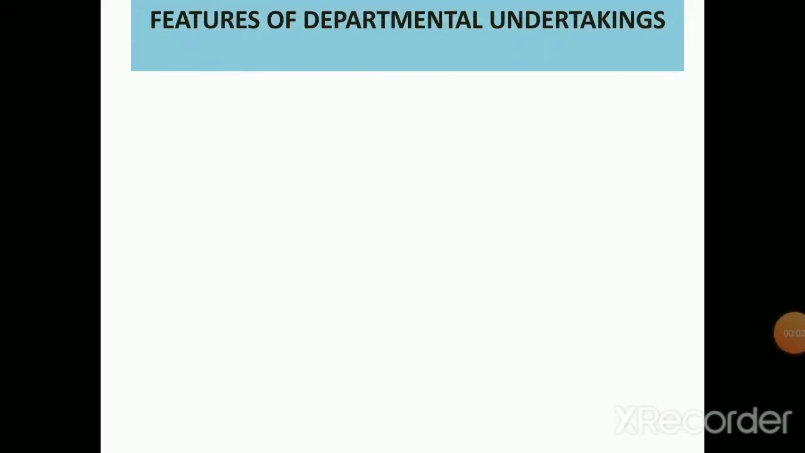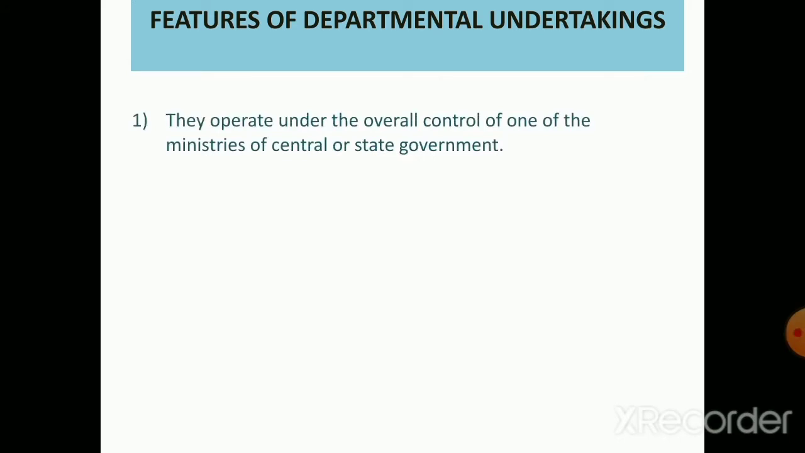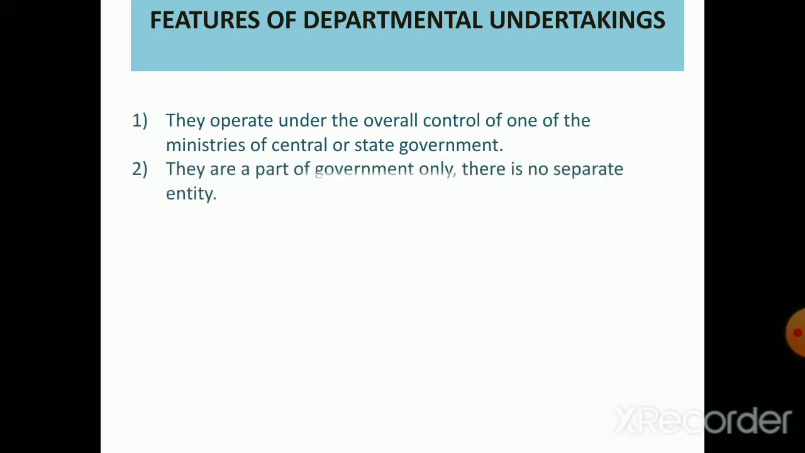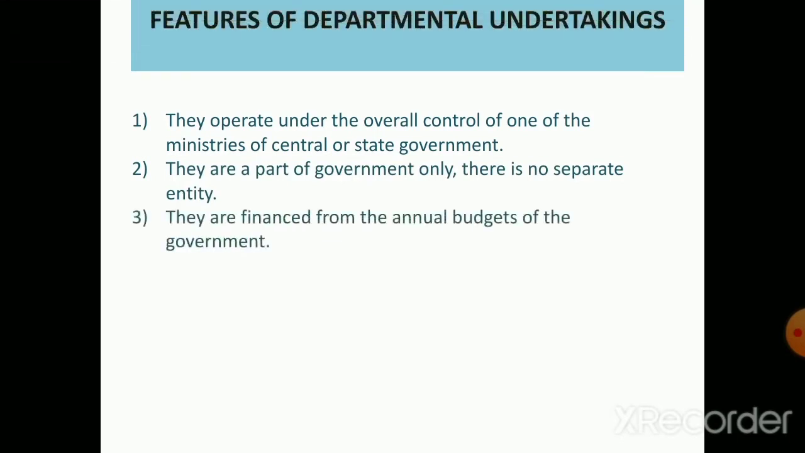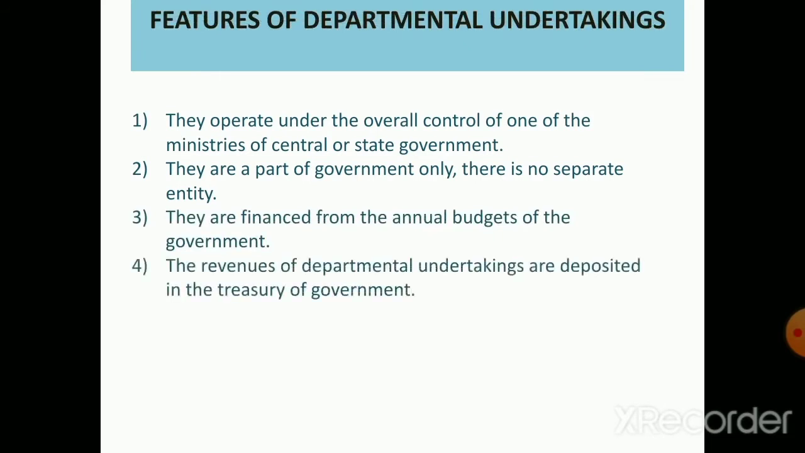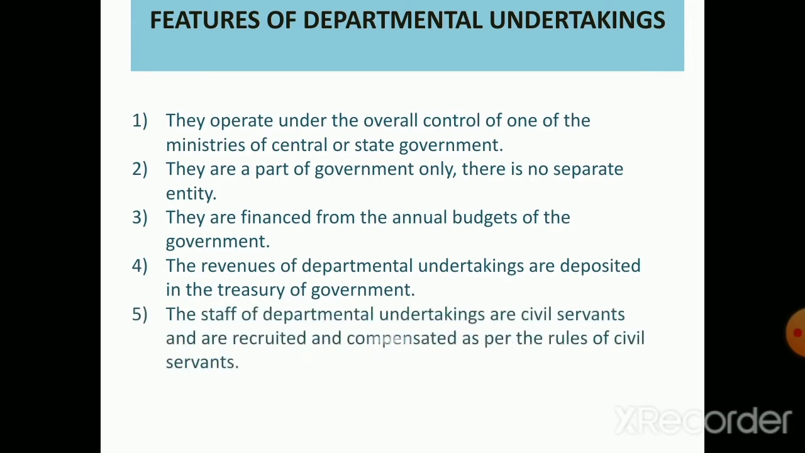Next are some features of departmental undertakings. So the first feature is they operate under the overall control of one of the ministries of state or central government. Second is they are a part of government only. There is no separate entity. Third is they are financed from the annual budgets of the government. Next, the revenue of departmental undertakings is deposited in the treasury of the government. The staff of departmental undertakings are civil servants and they are recruited and compensated as per the rules of civil servants.